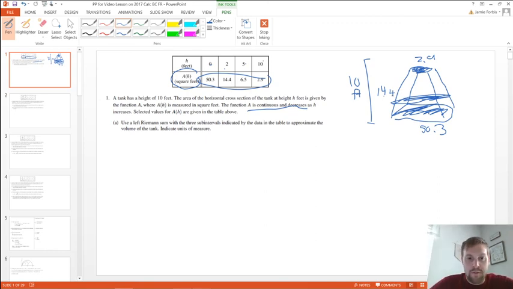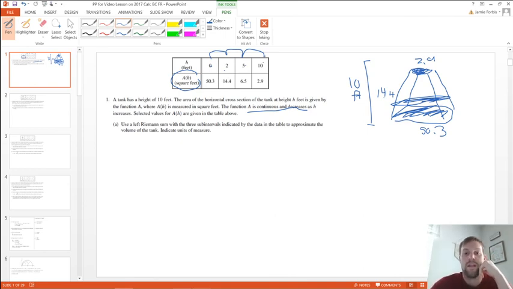Part A says use a left Riemann sum with 3 subintervals, which works out because there's 1, 2, 3, indicated by the data in the table, to approximate the volume of the tank and indicate units of measurement. If I do a Riemann sum, it's adding up all these values. It's approximating the integral. What the integral is doing is adding up all of these cross-sectional areas, and if I add them all the way up from 0 feet to 10 feet, we're going to have the volume of this figure approximately.